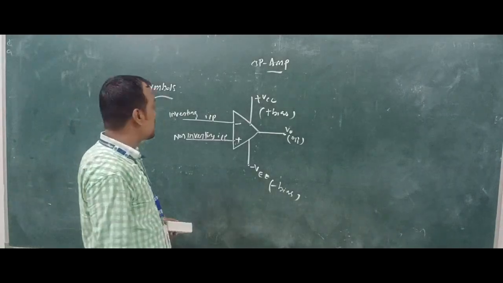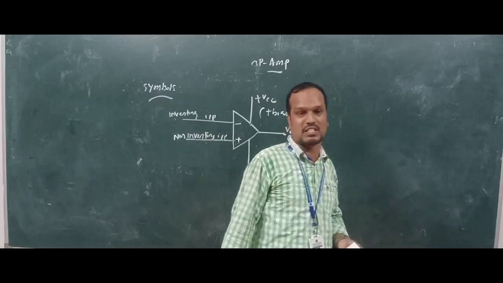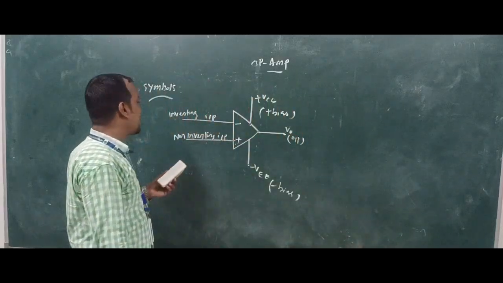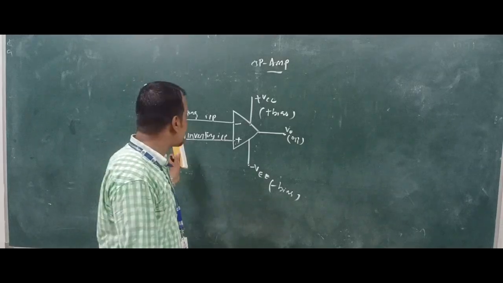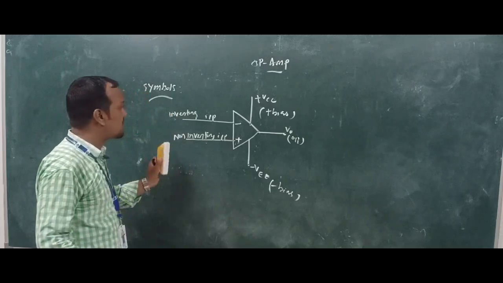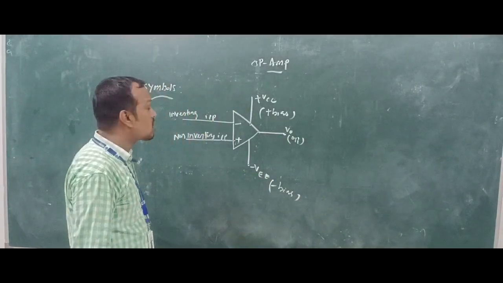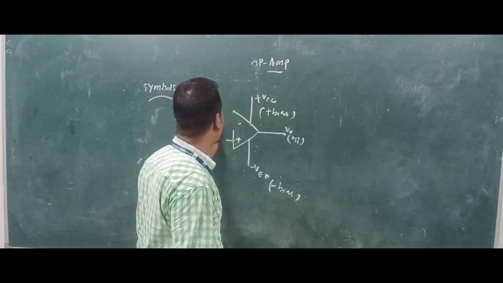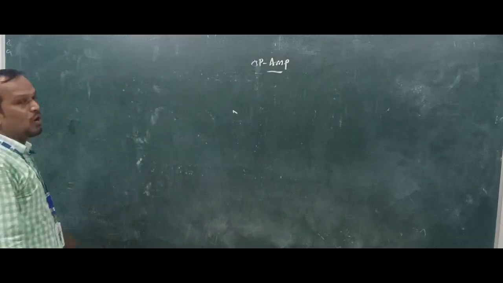But sometimes, in application, when you are using it in the field, the two inputs may be considered as a single input. But overall the op-amp has 5 terminals: inverting input, non-inverting input, positive bias, negative bias, and the fifth one is the output terminal. This is the symbol of your op-amp.